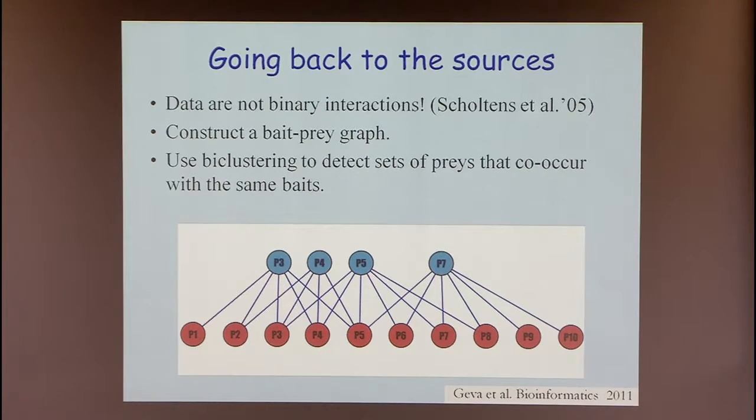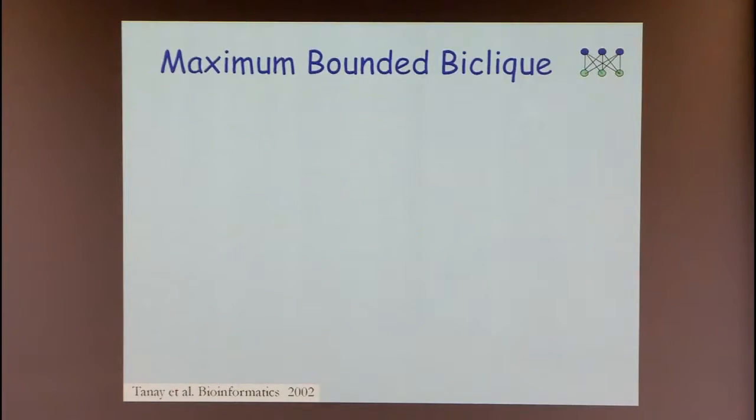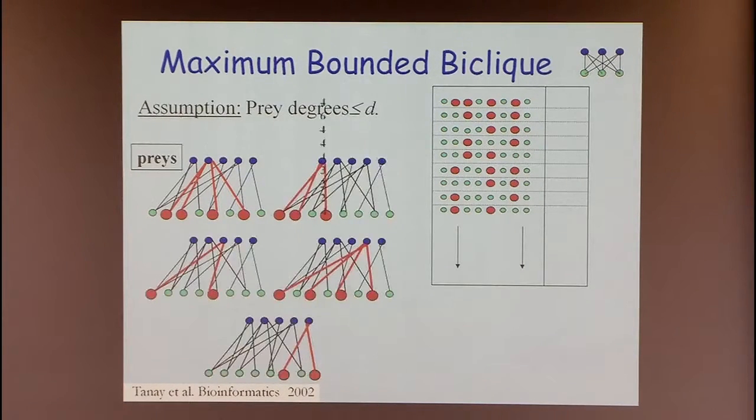So I don't have time to go into the algorithmics. I will have to skip that. However, let me just note that it looks like these approaches, when applied to co-IP data, work much better than approaches that are tailored to binary networks or binary interactions. Okay? So let's skip that.